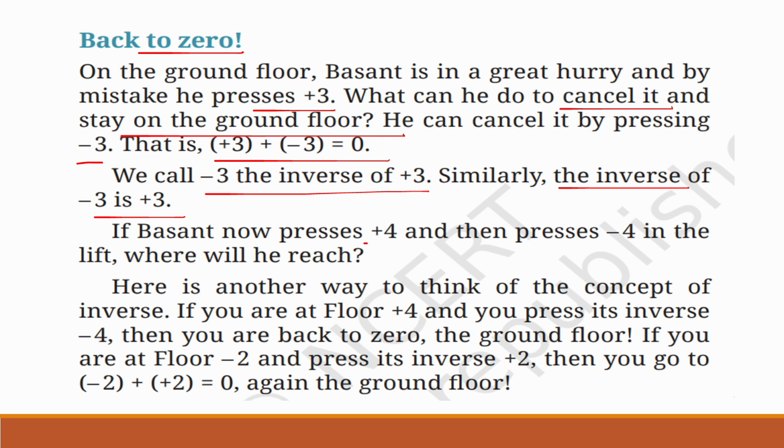If Basant now presses plus 4 and then presses minus 4 in the lift, where will he reach? Plus 4 plus minus 4 is equal to 0. He will reach floor 0. Here is another way to think of the concept of inverse. If you are at floor plus 4 and you press its inverse minus 4, then you are back to 0, the ground floor. If you are at floor minus 2 and press its inverse plus 2, then you go to minus 2 plus plus 2, which is equal to 0, again the ground floor.